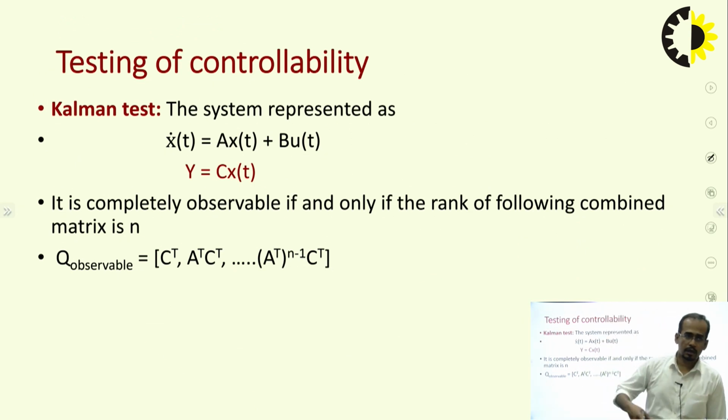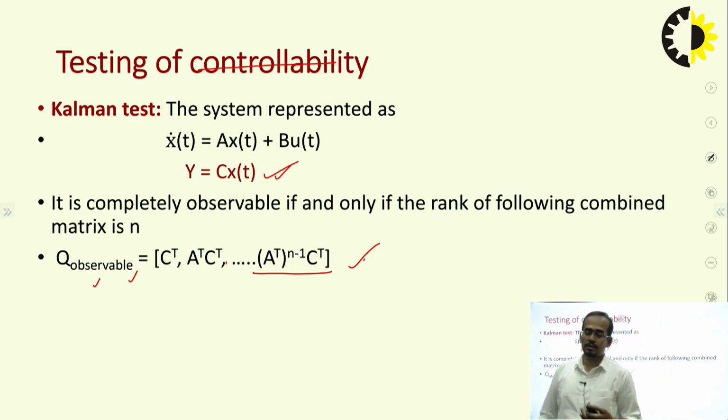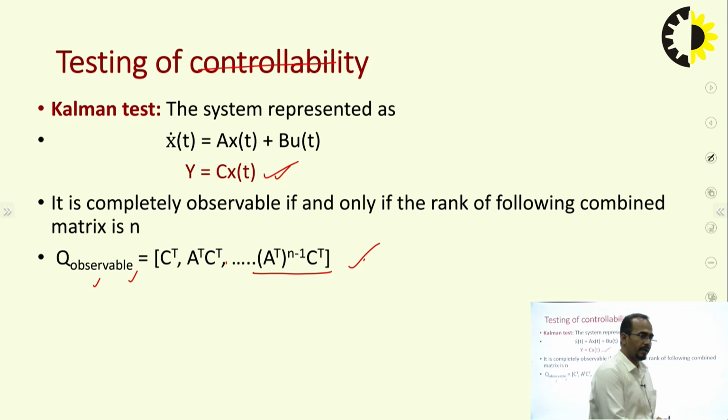So how will I check the observability of this system? This is not controllability, this is observability. This is also given by Kalman. For checking the observability, we have to make the combined matrix. For getting the combined matrix, we will use the output equation y = Cx + Du. I can write the combined matrix as C^T, A^T C^T, up to (A^T)^(n-1) C^T. The system will be observable if the rank of the combined matrix is n.